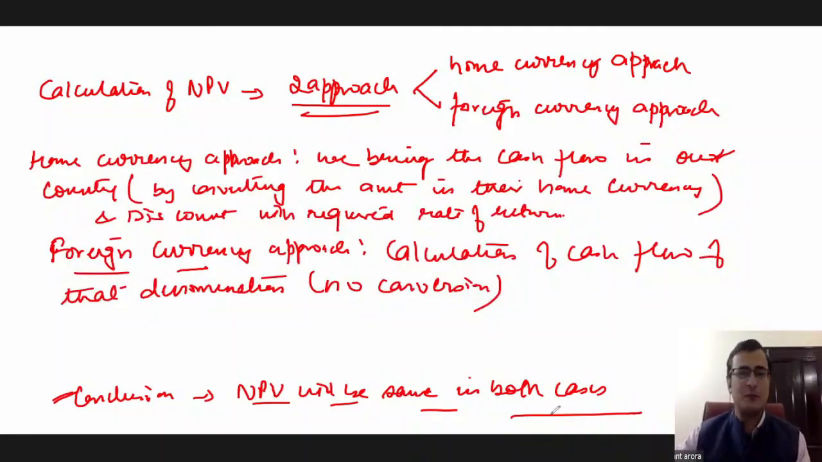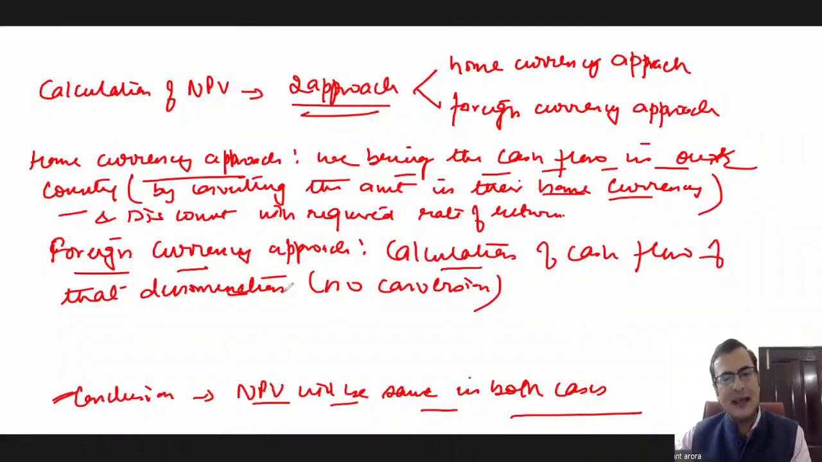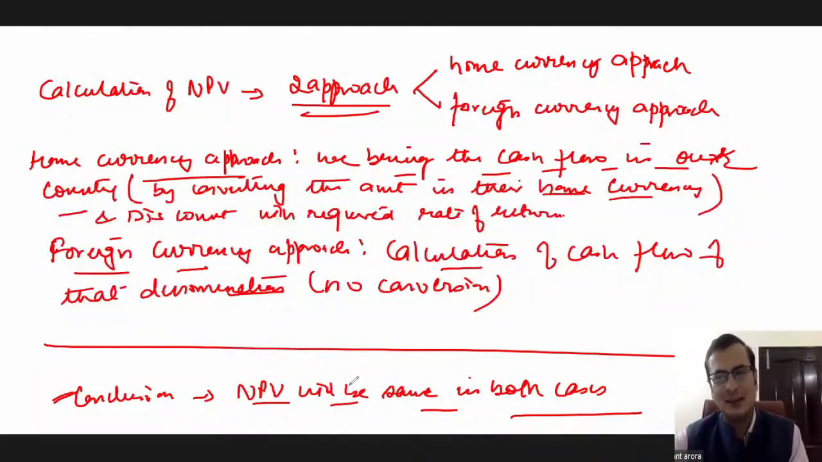If you have a problem with my handwriting, I will just repeat it with you. So in the home currency approach, beta, we bring the cash flows into our country by converting the amount into our home currency and discount with the required rate of return. And in the foreign currency approach, we calculate the cash flows of that denomination only. We are not making any conversions. And the conclusion is that whatever approach you follow, the NPV is going to be exactly the same. Okay. So should we understand this with the help of an example? Sure, sir.